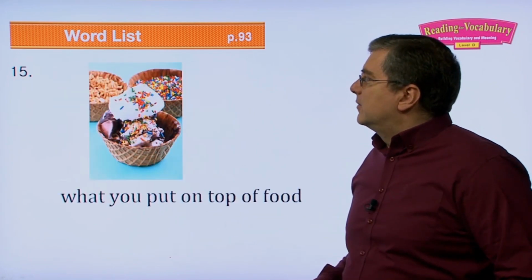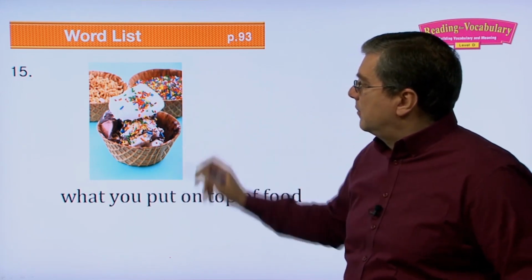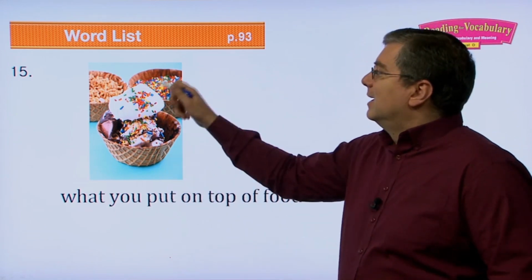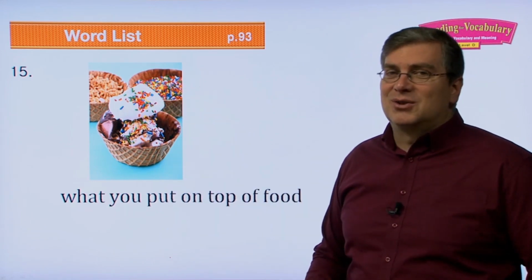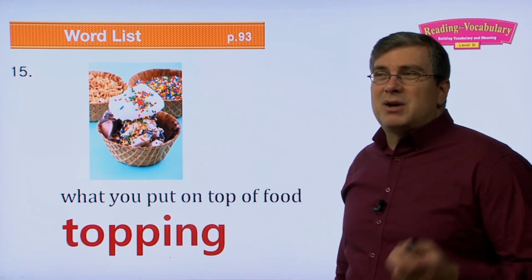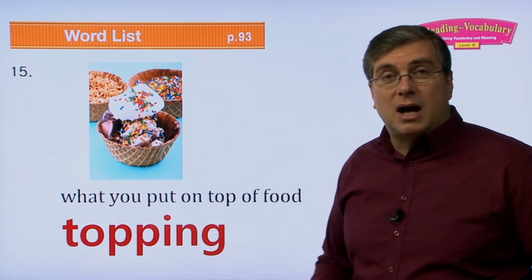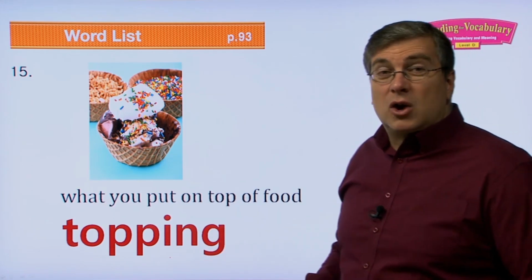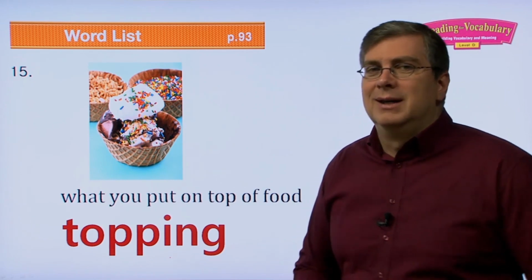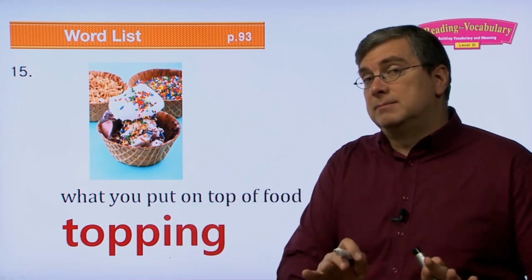Okay, next one is 15. What you put on top of food. So things that you put on top of food, especially on top of ice cream, right? You getting hungry? We call them toppings, right? Especially if you go to a place like Baskin-Robbins, sometimes they'll have different toppings on your ice cream, but especially Cold Stone, the Cold Stone ice cream chain store, they have many different toppings that you can put on your food. It's not just ice cream.